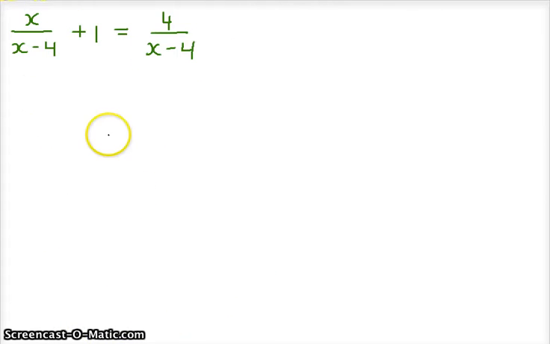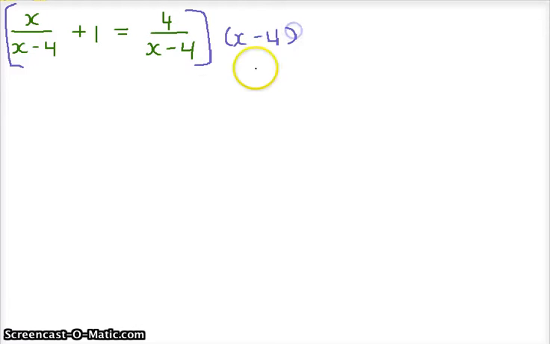So, anyways, for this question, I'm going to just do the first method of multiplying the whole thing by the lowest common denominator, which in this case is just x minus 4. So I'm going to multiply this whole thing by x minus 4. So for this one, x over x minus 4 times x minus 4, the x minus 4's just cancel out, so we're left with x, plus 1 times x minus 4 is just x minus 4, equals, and here the x minus 4's cancel out again, so we're just left with 4.